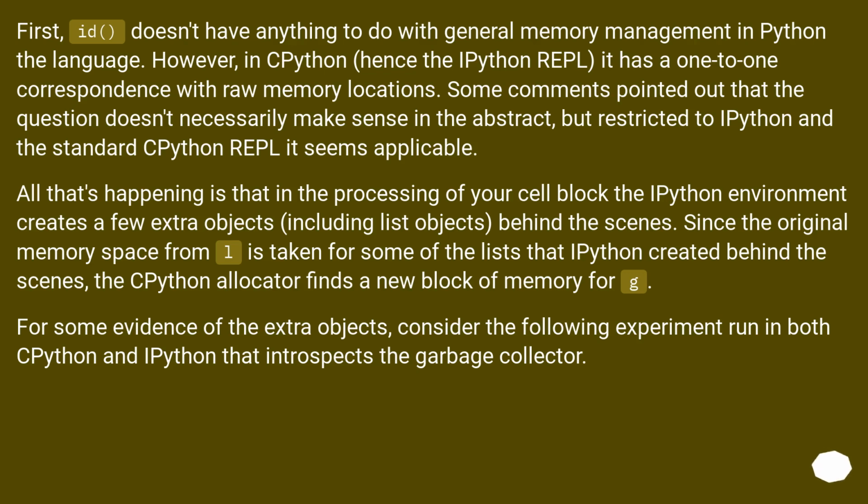All that's happening is that in the processing of your cell block the IPython environment creates a few extra objects, including list objects, behind the scenes. Since the original memory space from L is taken for some of the lists that IPython created behind the scenes, the Python allocator finds a new block of memory for G.